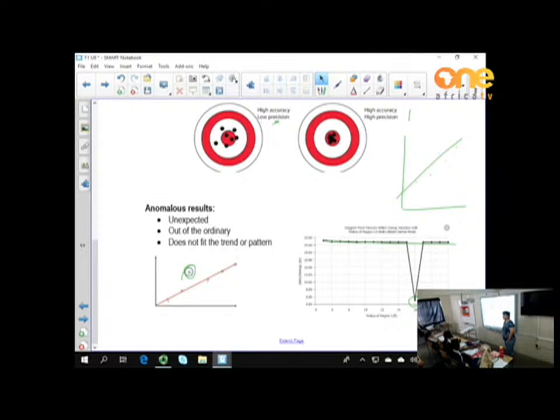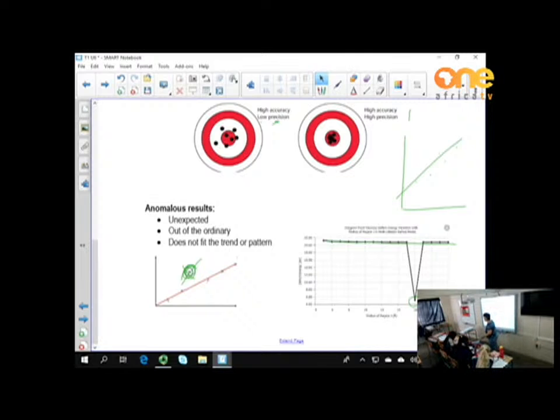What do we do with anomalous results? You ignore them. Will you use it to work out the average? No, it's anomalous. You ignore it. Don't let it confuse you. If you've identified it as being an anomalous result, we know it's incorrect for whatever reason, so you don't want to make your readings inaccurate by using it.